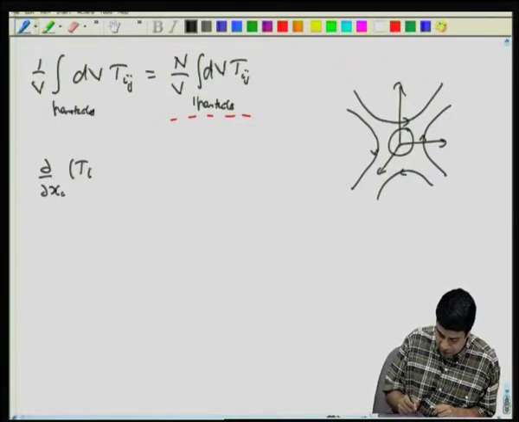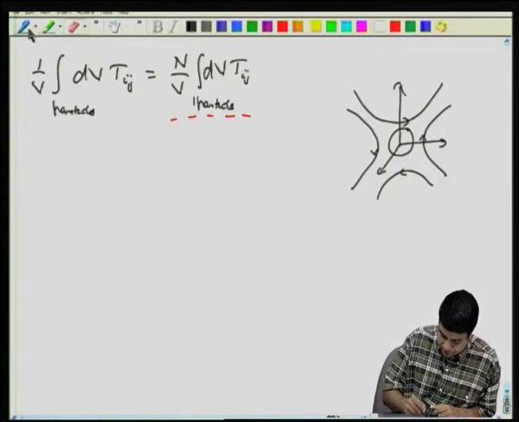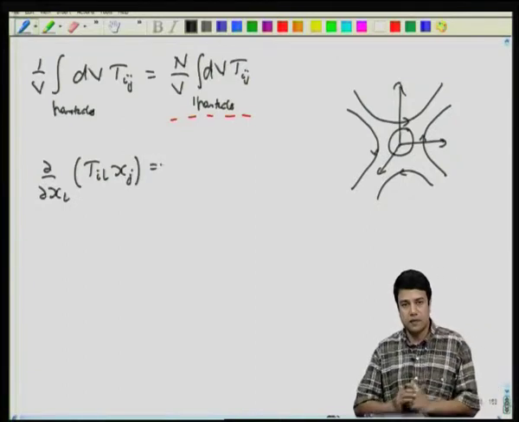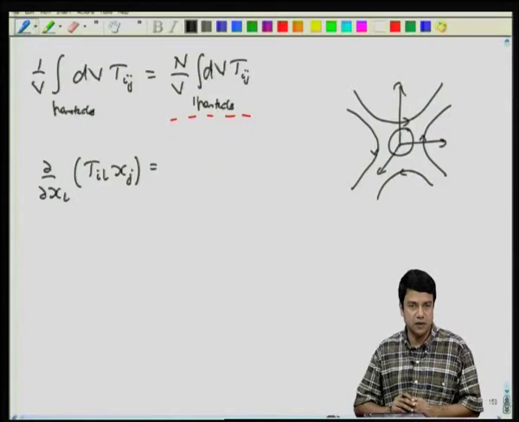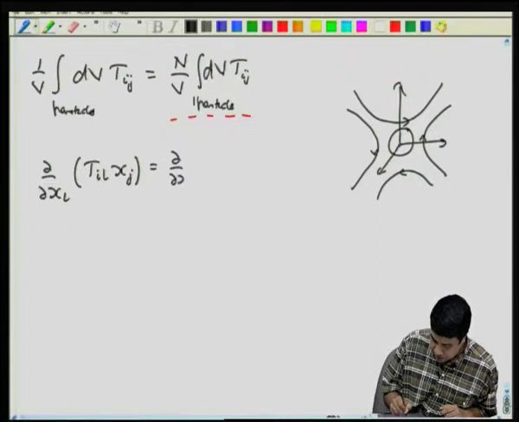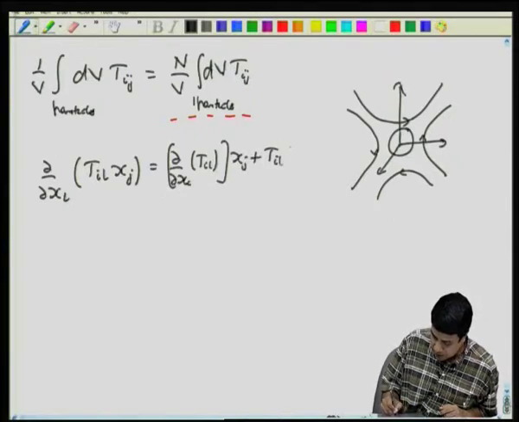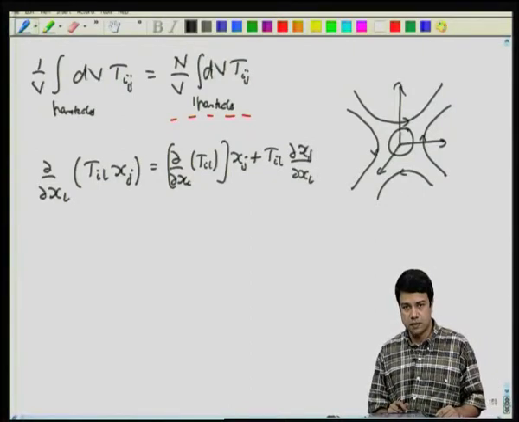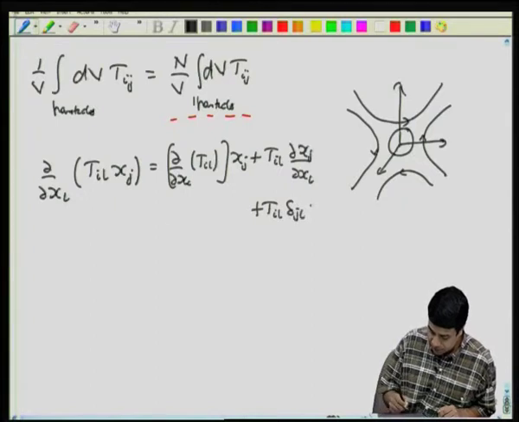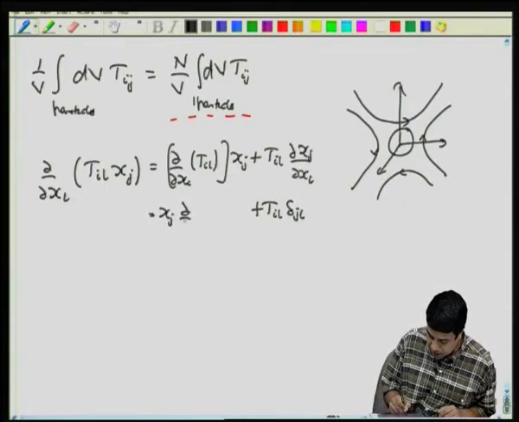If you take this derivative partial by partial x L of T I L x j, this will be equal to partial by partial x L of T I L times x j plus T I L partial x j by partial x L. The second part is just delta J L, T I L delta J L. The first part is x j times the divergence.